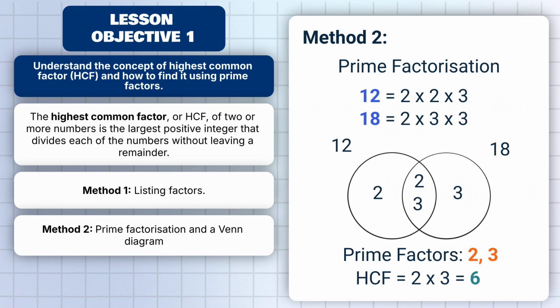By using either listing factors or prime factorization methods, we can determine the HCF of any set of numbers. With practice, you'll find these techniques become second nature, making it easier to work through a variety of mathematical problems.